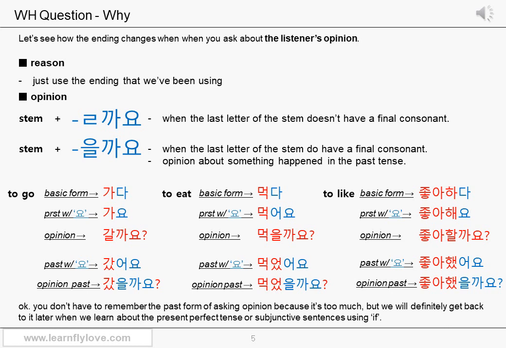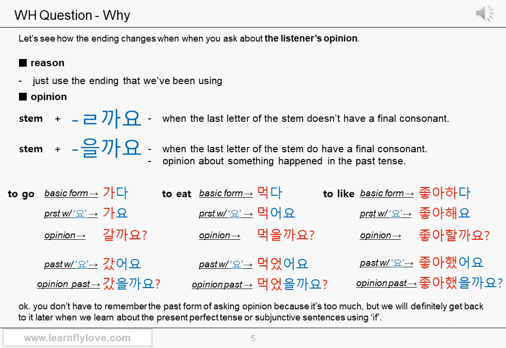But when we want to ask for the opinion, we need to change the ending of a verb or an adjective. When the last letter of the stem doesn't have a final consonant, you should add a final l sound and 가요 to the stem. When the last letter of the stem do have a final consonant, you should add the letter 을 plus 가요 to the stem. Okay? It's simple. Let's take a look at some examples.